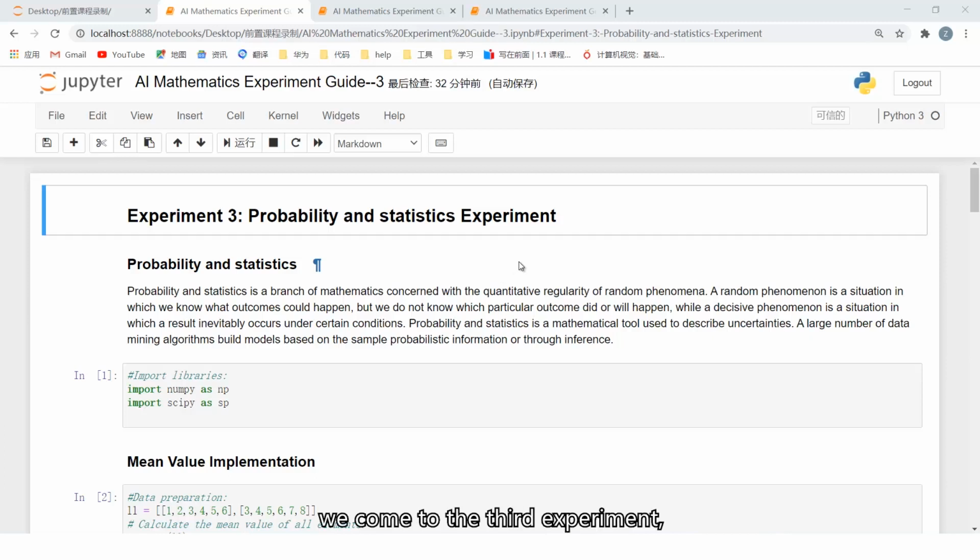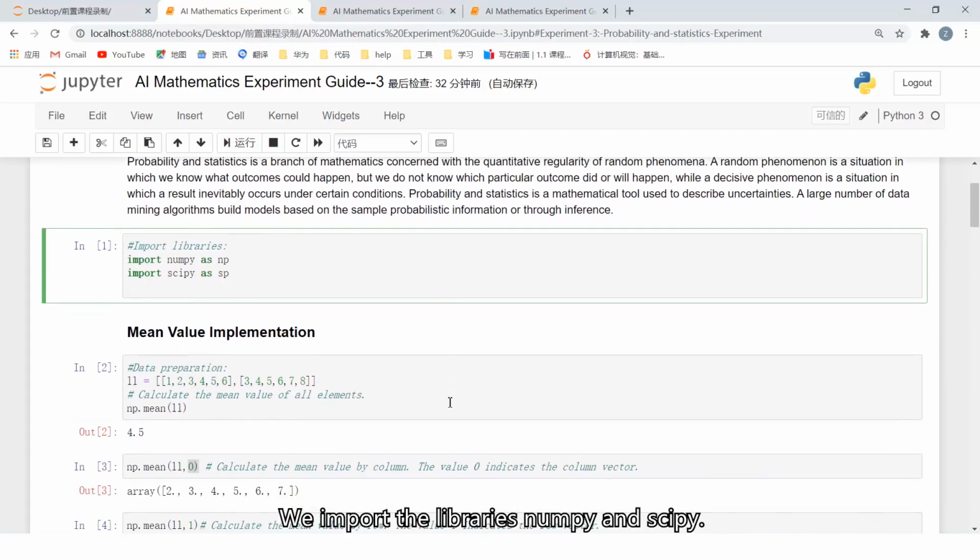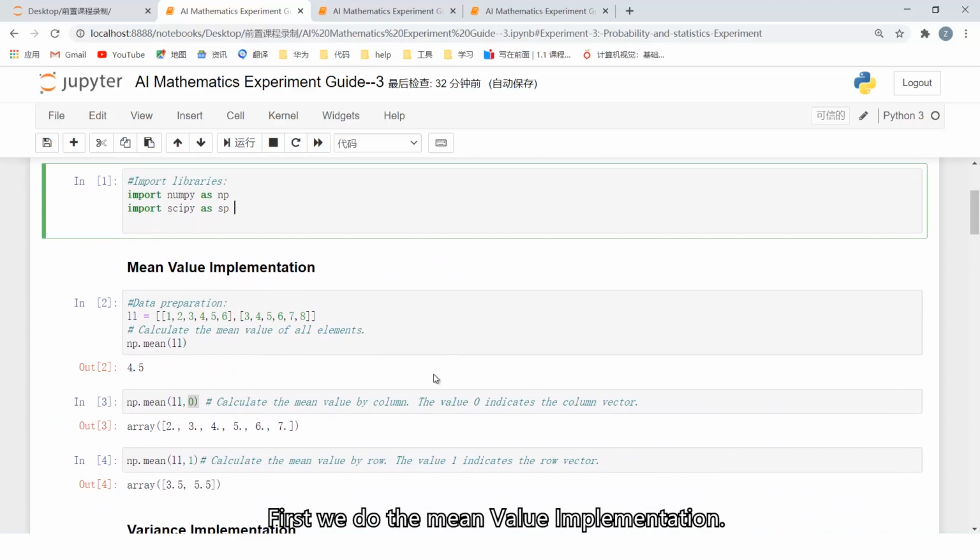Welcome back. We come to the third experiment, probability and statistics. We import the libraries NumPy and SciPy. First, we do the mean value implementation.